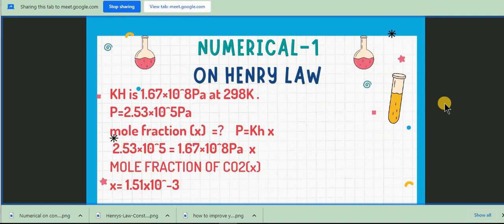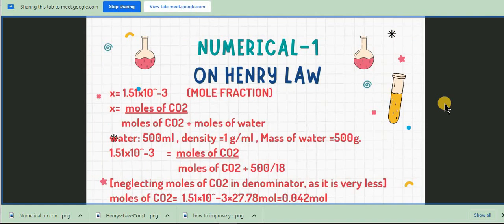But when it comes to the mass of the gas or moles of the gas, you have to apply the formula: mole fraction of carbon dioxide is equal to moles of carbon dioxide divided by total moles. In the denominator, because the moles of carbon dioxide are very small, we can take them as 0, and the moles of water we take from the volume given, 500 ml, and the density of water, 1 gram per ml, so the mass is 500 gram. To calculate moles, mass divided by molecular mass, 500 by 18. Thereby we solve and the moles of carbon dioxide come out to 0.042 moles.